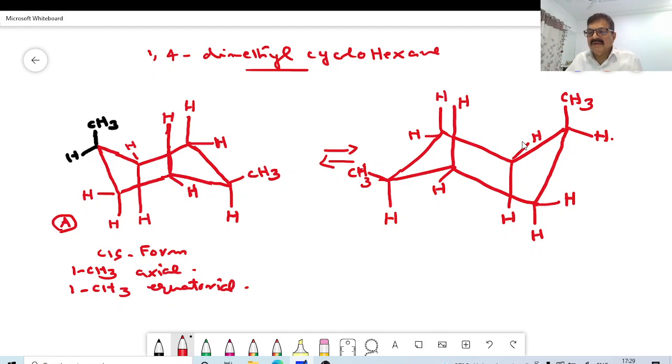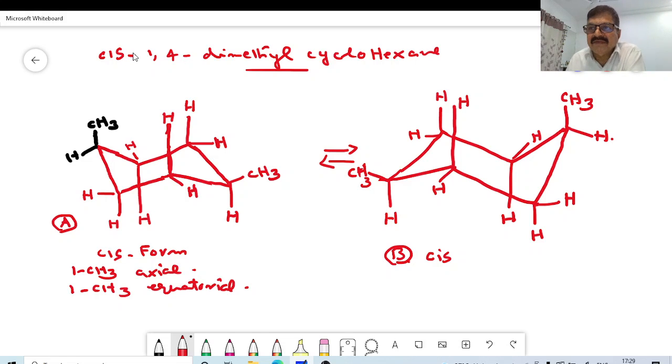This is conformation B. Cis form again. This is conformation B. Here, each conformation has the same number of steric and torsional strain interactions. We will just show that as it is. Cis 1,4-dimethyl cyclohexane.